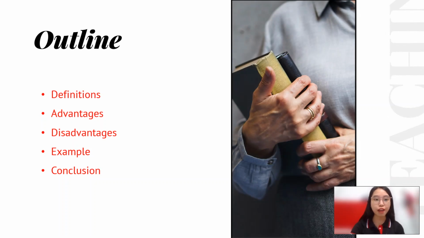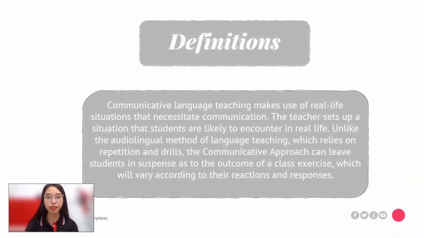I have outlined five parts. Part 1 is definitions. Part 2 is advantages. Part 3 is disadvantages. Part 4 is examples, and the last one is conclusion. I will move to part 1, definitions.